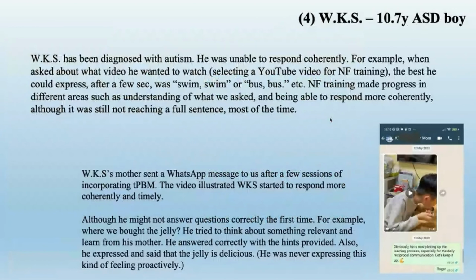So the fourth case, WKS, is a 10 years old boy, and he is also diagnosed with autism. He was unable to respond coherently most of the time. For example, when asked what video he wants to watch when we are using YouTube for the neurofeedback training, the best answer he could give is 'swim, swim' or 'bus, bus', only these words. And the neurofeedback can make progress in different areas, such as understanding of what we ask and being able to respond more coherently, although it was still not reaching a full sentence most of the time.